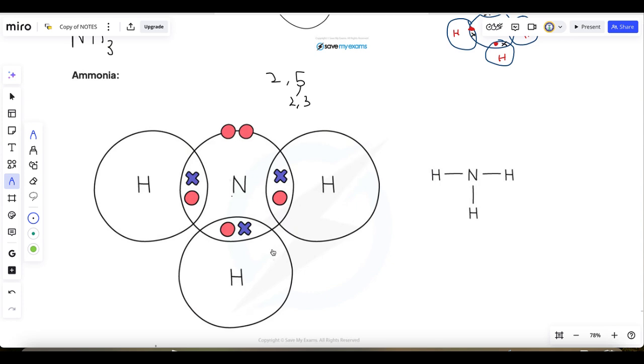This hydrogen is complete, 2 in its first shell. And then the nitrogen is complete, 8. You can count 1, 2, 3, 4, 5, 6, 7, 8. So nitrogen is complete, 8. So this is covalent bonding.